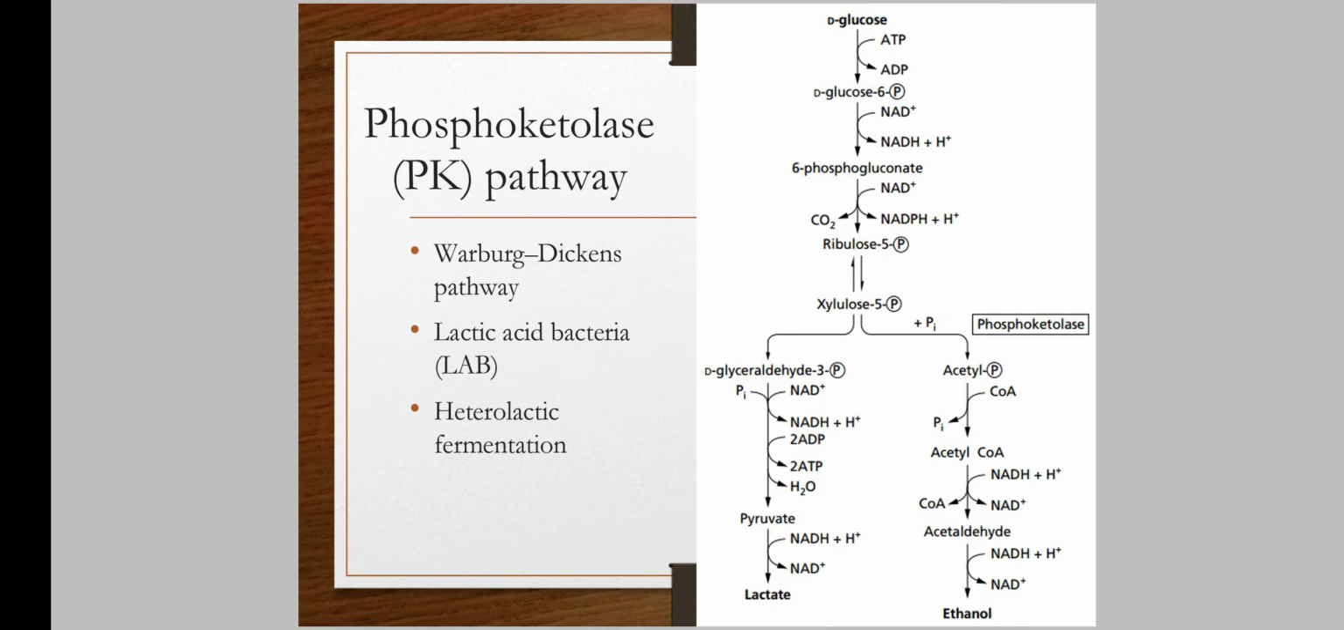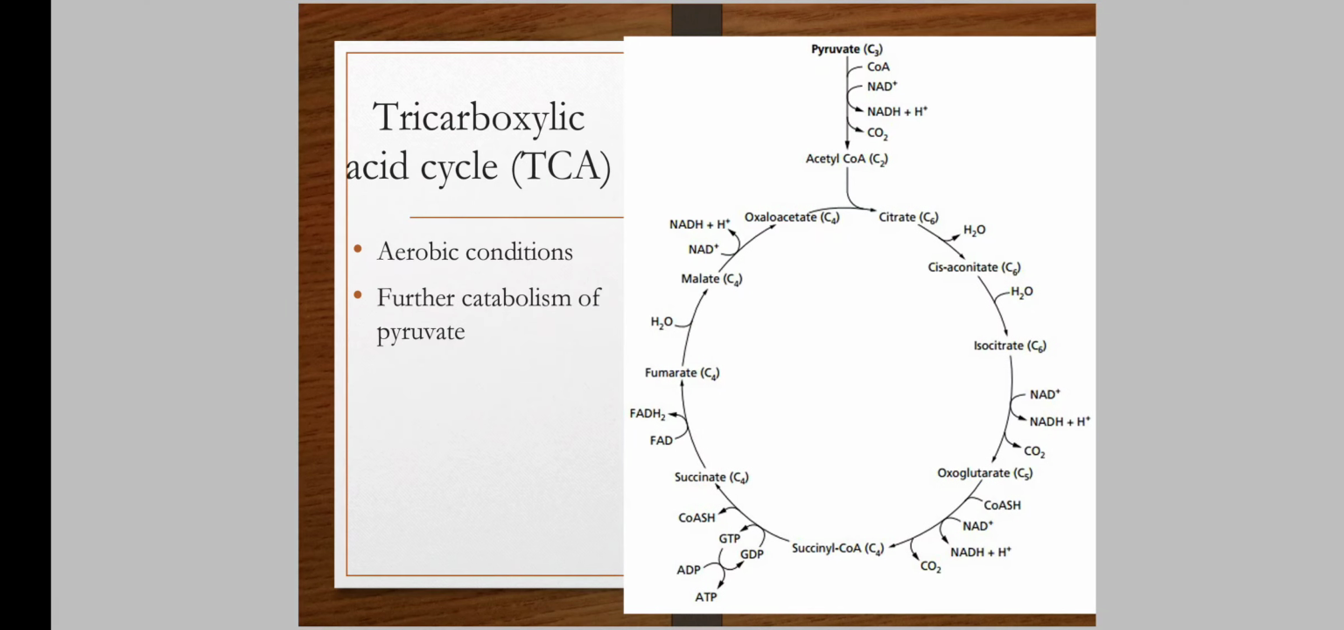And that's why it's called heterolactic. Hetero means different, so it produces 2 different products. One of them is lactate, the other is ethanol. So unlike the lactic acid fermentation, where the product is just lactate, here you produce both lactate and ethanol. So that's one of the key differences here.